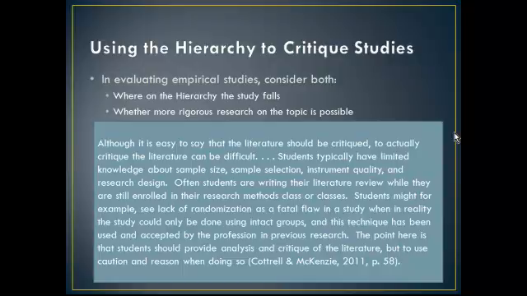Although it is easy to say that the literature should be critiqued, to actually critique the literature can be difficult. Students typically have limited knowledge of sample size, sample selection, instrument quality, and research design. Often students are writing their literature review while they are still enrolled in their research methods class or classes. Sound familiar? Students might, for example, see lack of randomization as a fatal flaw in a study when in reality the study could only be done using intact groups. And this technique has been used and accepted by the profession in previous research.